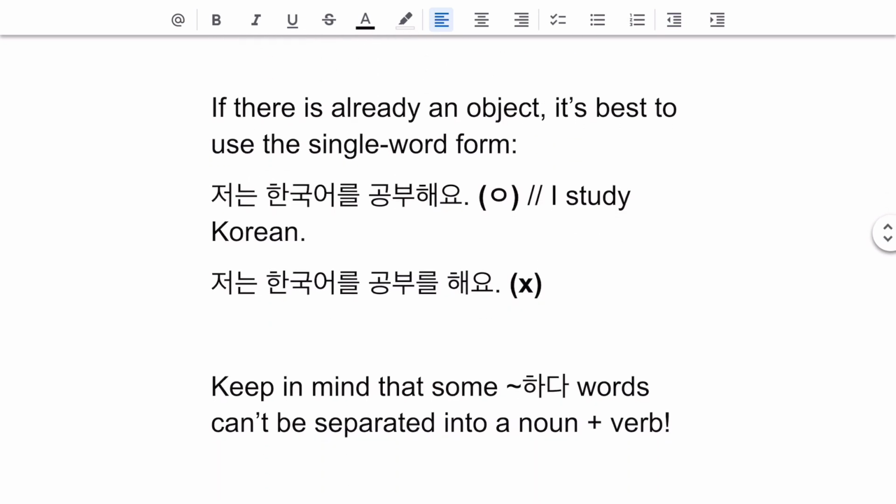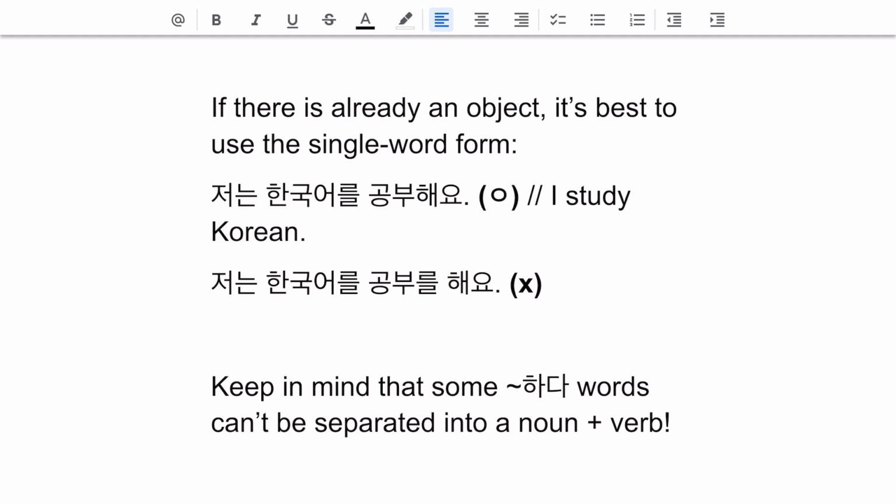But this is where it gets even more tricky: sometimes there's already an object in place, so you can't use it in that case. In those cases, you should keep the noun and 하다 together. So here's an example. I study Korean. 저는 한국어를 공부해요. I am the topic. Korean is the object. What do I study? I study Korean. The studying is acting on Korean. So Korean is our object.